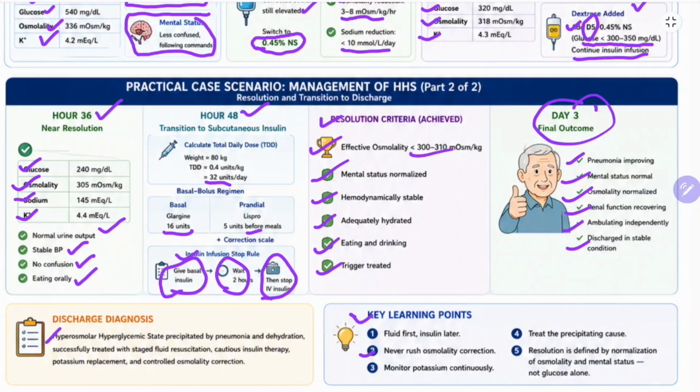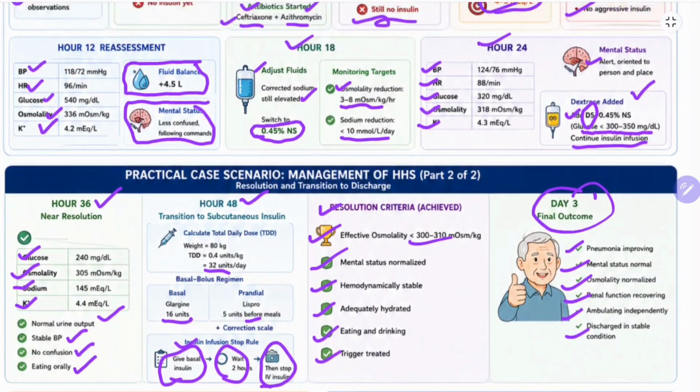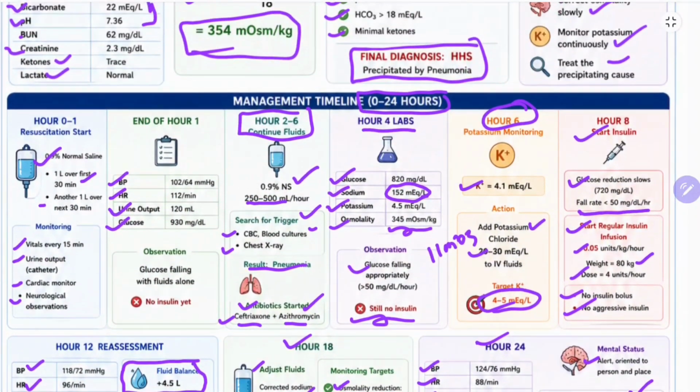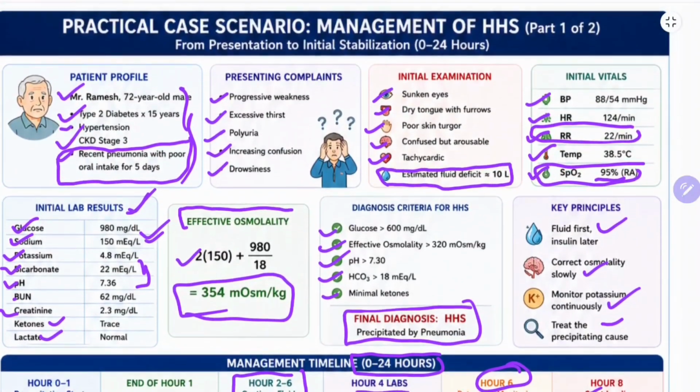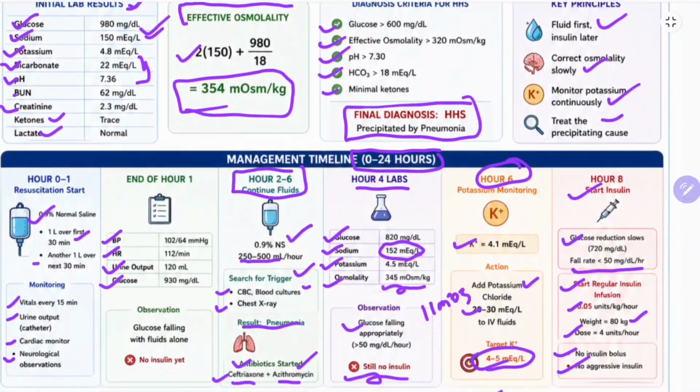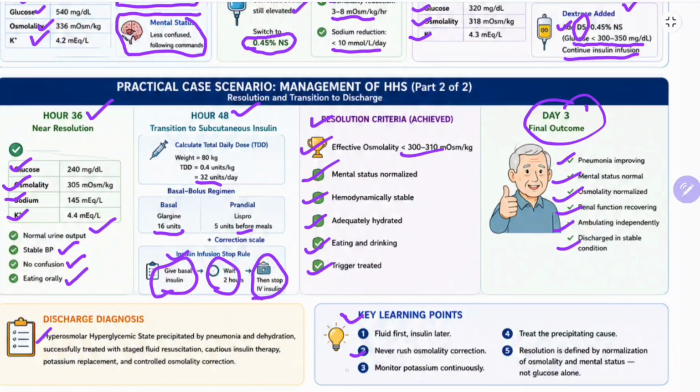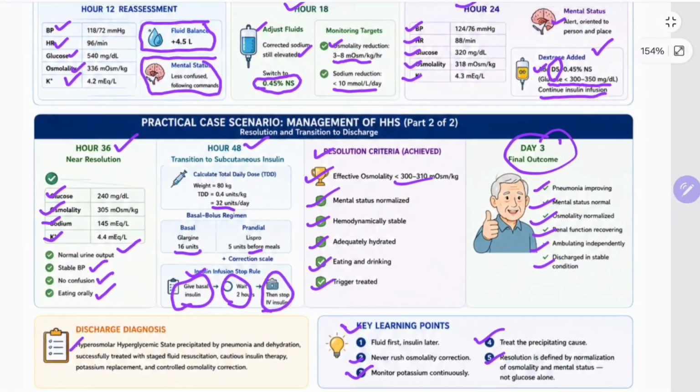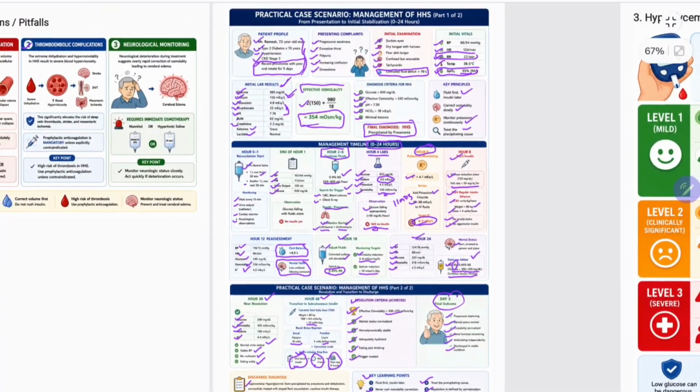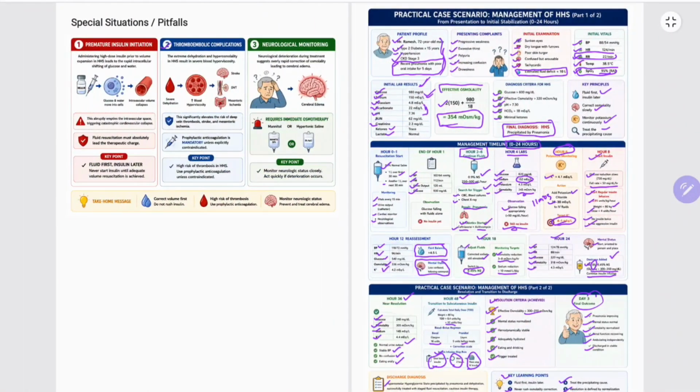Never rush osmolality correction. Slowly you should decrease it, 3 to 8 milliosmol per kg per hour. And monitor potassium continuously. Treat the precipitating cause. Resolution is defined by normalization of osmolality and mental status. Two things: mental status and osmolality, not glucose alone. Osmolality should come down to less than 300 to 310. That's all about HHS.